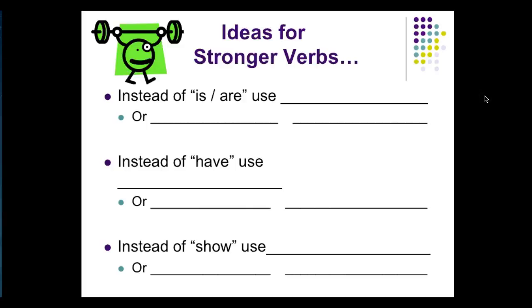So think about some ways to come up with stronger verbs. What are some things you can use instead of is, are, instead of have, or instead of show? If you're not sure off the top of your head, use your book or Google to find lists of stronger verbs.